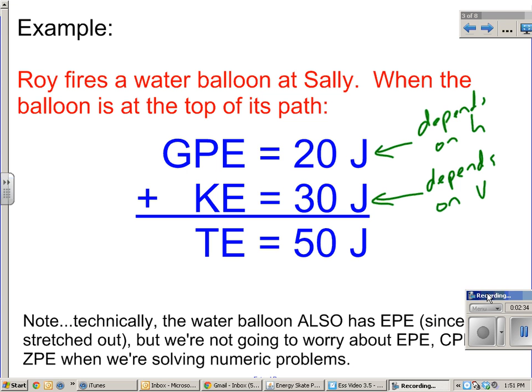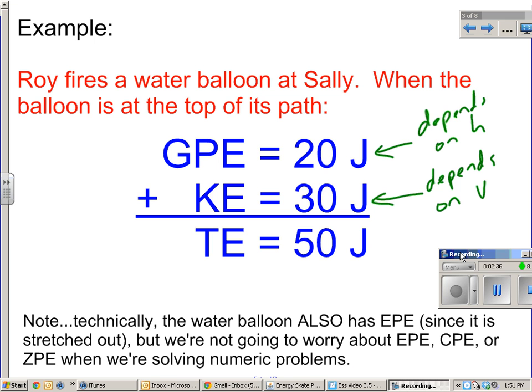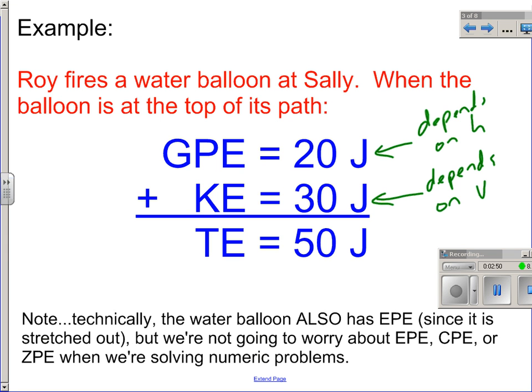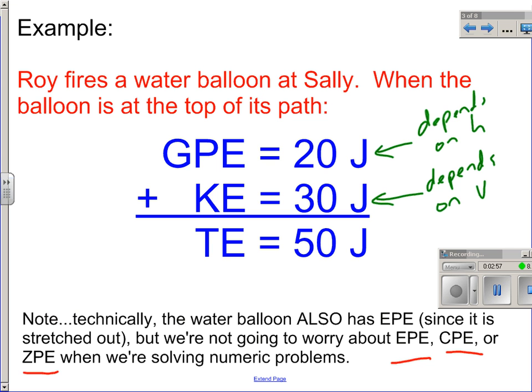All right, and then down here at the bottom, there's a little side note. It says, note, technically the water balloon also has elastic potential energy since it's stretched out, right? The balloon is stretchy and is stretched out. But we're not going to worry about elastic potential energy, chemical potential energy, or electric potential energy when we're solving problems with numbers. All right, so just be aware of that as a side note.